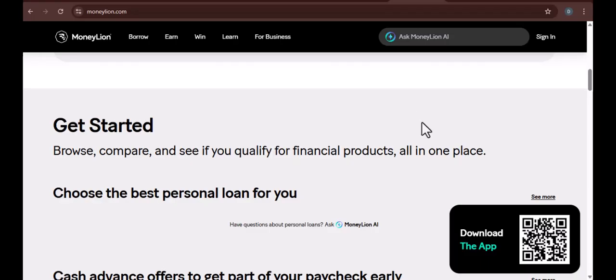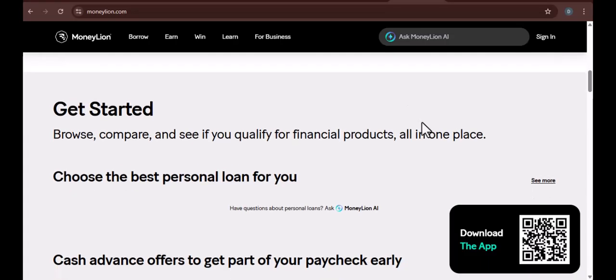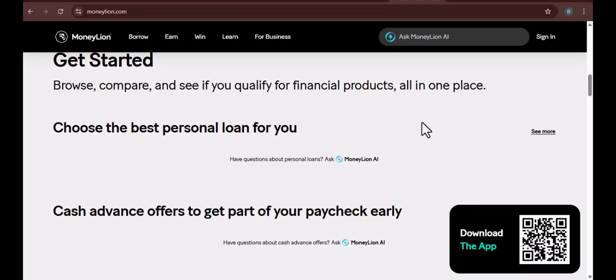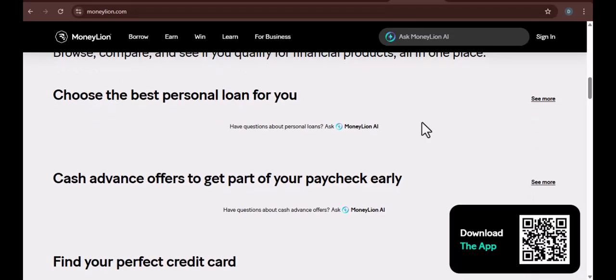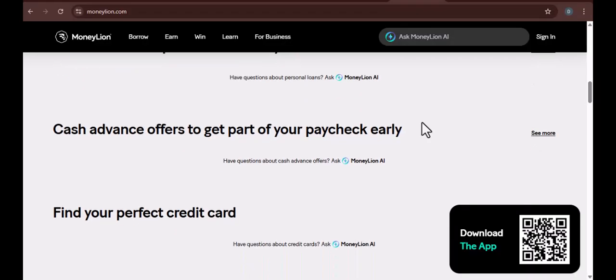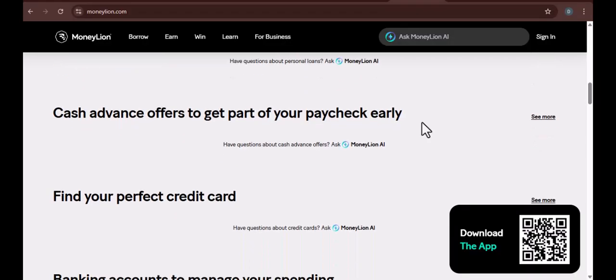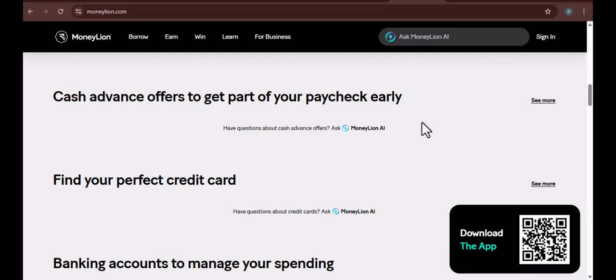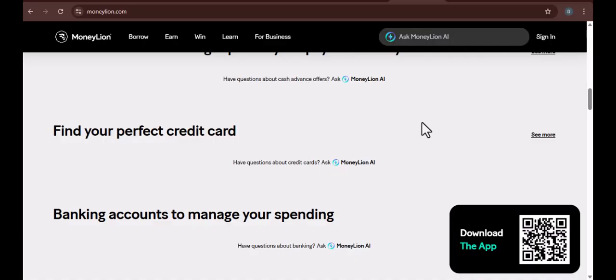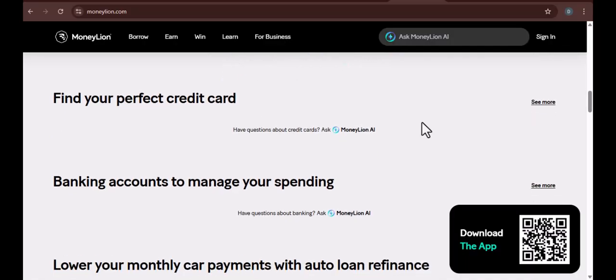The first requirement is having an active MoneyLion account. You must download the MoneyLion app, create an account, and complete your profile. This includes verifying your identity with your legal name, date of birth, and a valid social security number or equivalent identification where applicable. Without full verification, you will not qualify for any cash advance.